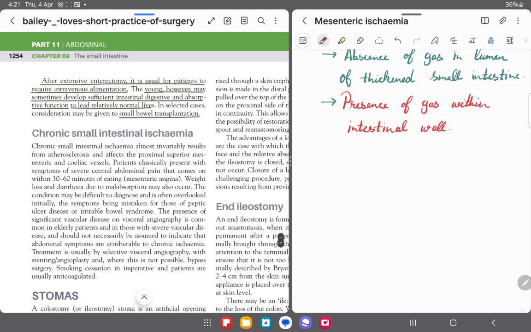After extensive enterectomy, it is usual for patients to require IV alimentation. The young, however, may sometimes develop sufficient intestinal, digestive, and absorptive function to lead relatively normal lives. In selected cases, consideration may be given to small bowel transplant.